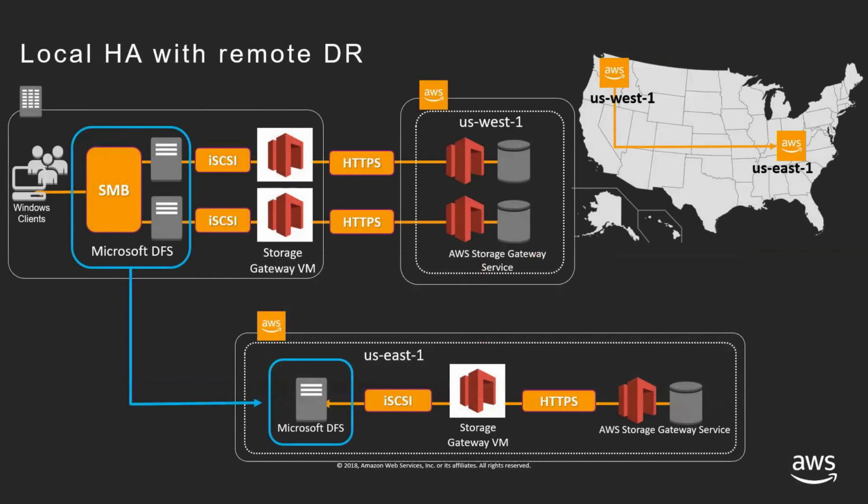Okay. And this here is an example of using Storage Gateway and Microsoft Distributed File System to have an HA/DR file system service. So you can see here where you have your on-prem, you're backing up into the West region, but then you're also using distributed file systems into your East region for your backups.